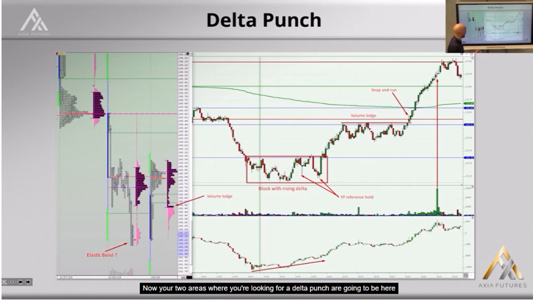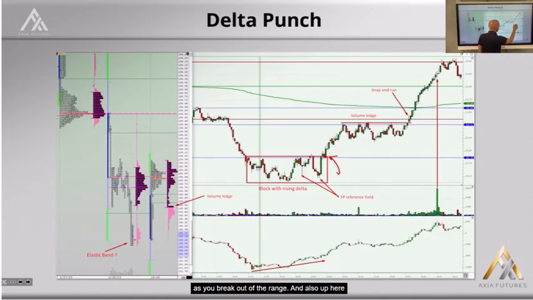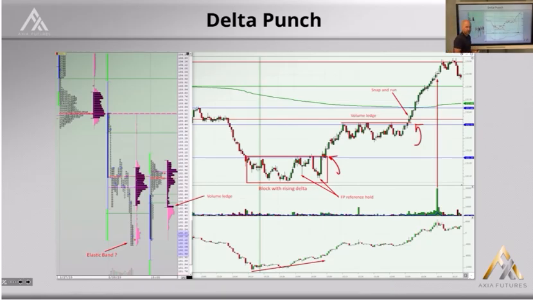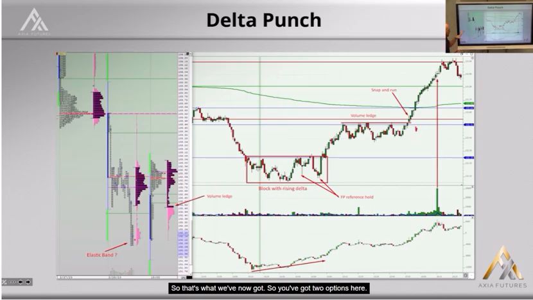Now, your two areas where you're looking for a delta punch are going to be here, as you break out of the range, and also up here, as you break the volume ledge. They're going to be the two areas where you can look for this punch of delta, and that being the sign to jump into the trade, the sign that, yes, the move is on, you can get in, you can stay in this. So that's the bit that we're going to be looking at here. So that's what we've now got.